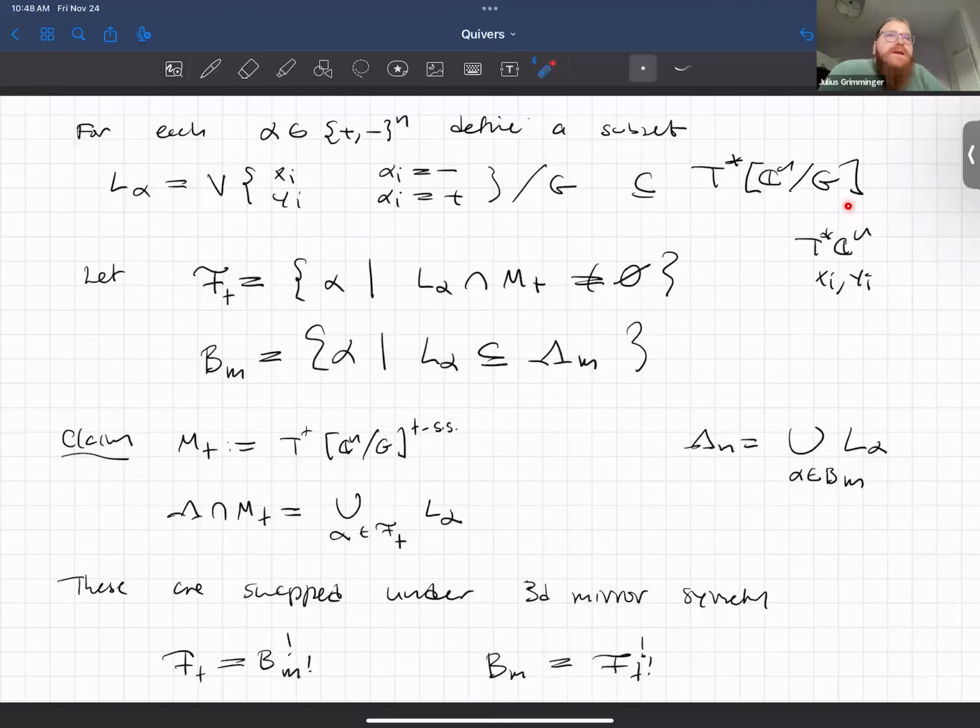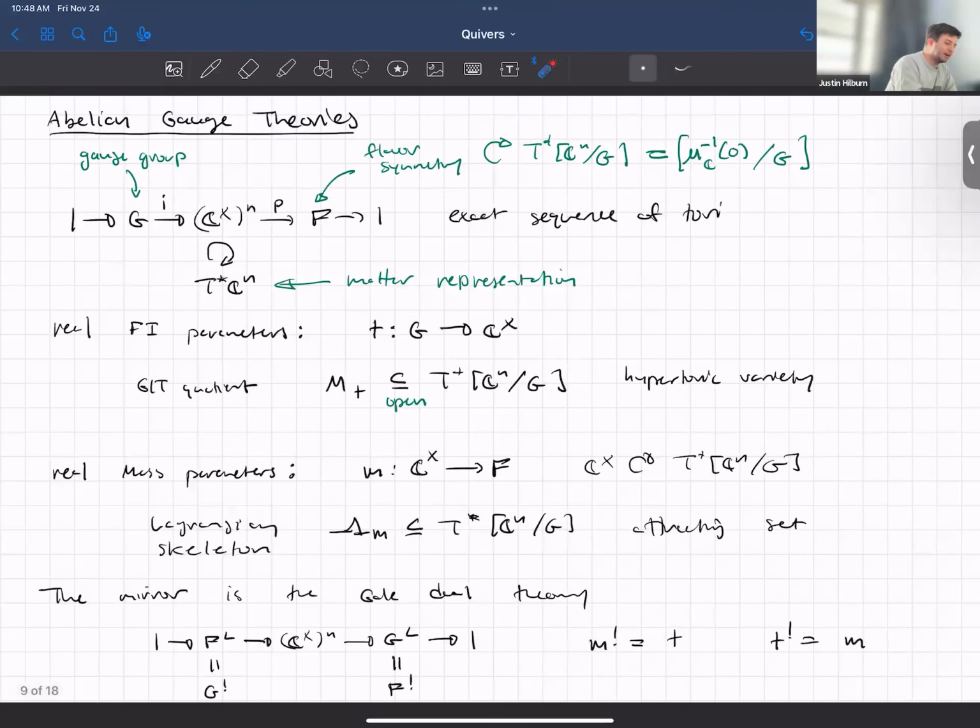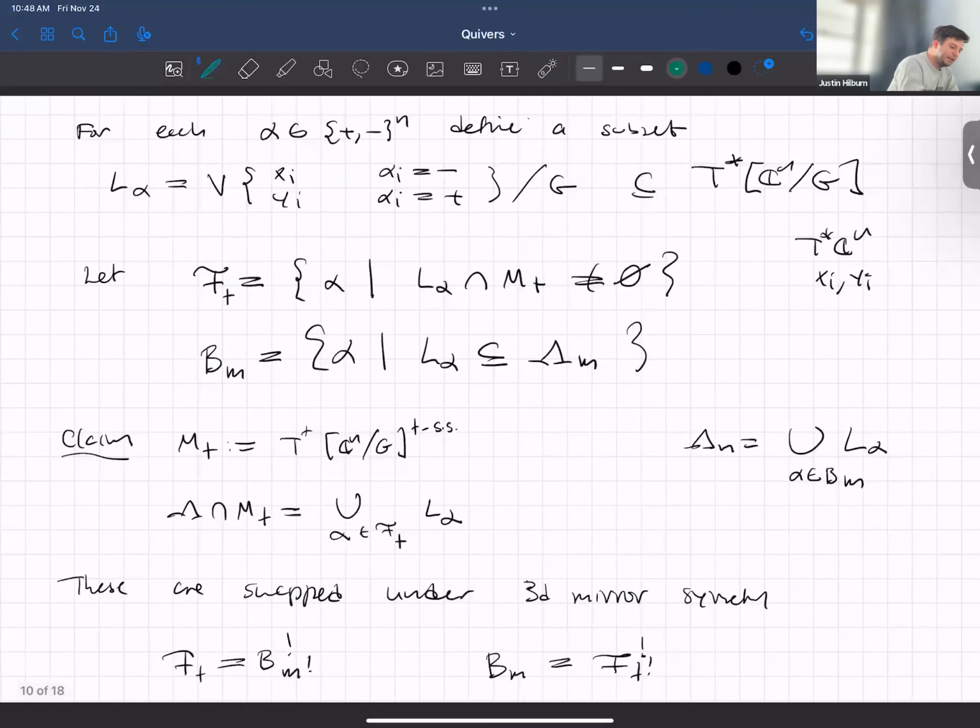So the x's and y's, sorry, what are these coordinates? Oh, I'm sorry. I guess I was calling them P and Q before. Okay, so the P, yeah, fine. X and y is also fine. Yeah, whatever. Q_i.